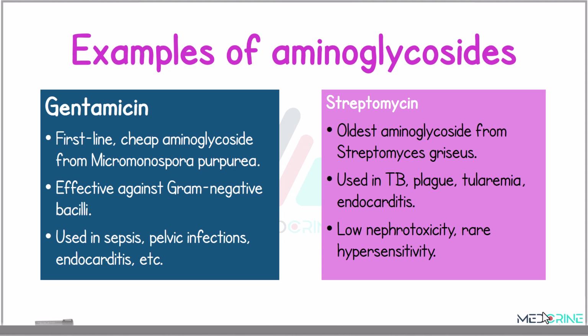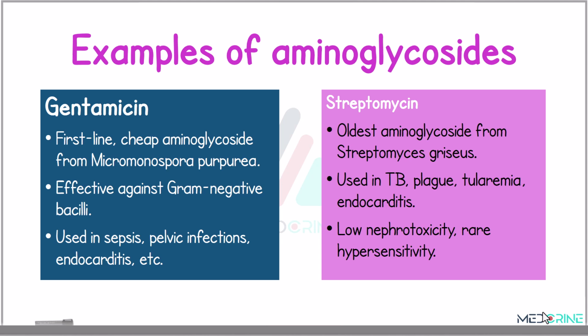Let's have a look at some of the examples of aminoglycosides and some important information for you to know of each drug. We start with gentamicin. Gentamicin is normally the first line drug in most infections. It is cheap and it comes from an organism known as Micromonospora purpurea. It is effective against gram-negative bacilli, and we use this commonly in sepsis, pelvic infections and inflammations, and endocarditis, together with the beta-lactam antibiotics.